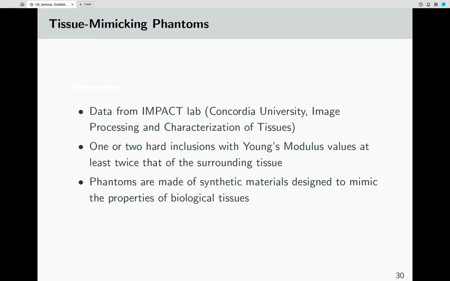Here we just did a few experiments with tissue mimicking phantoms. This is one that we took from the website of the Impact Lab, an image processing characterization of tissues lab at Concordia University. We have displacement data that we can download. Here, the situation is that we have one or two hard inclusions in the phantom, and the Young modulus values are at least twice as large, so that's the contrast. The phantoms are made of synthetic materials, so there's some description over there. Again, the idea is to mimic the properties of biological tissues, right? And this is how the data looks.